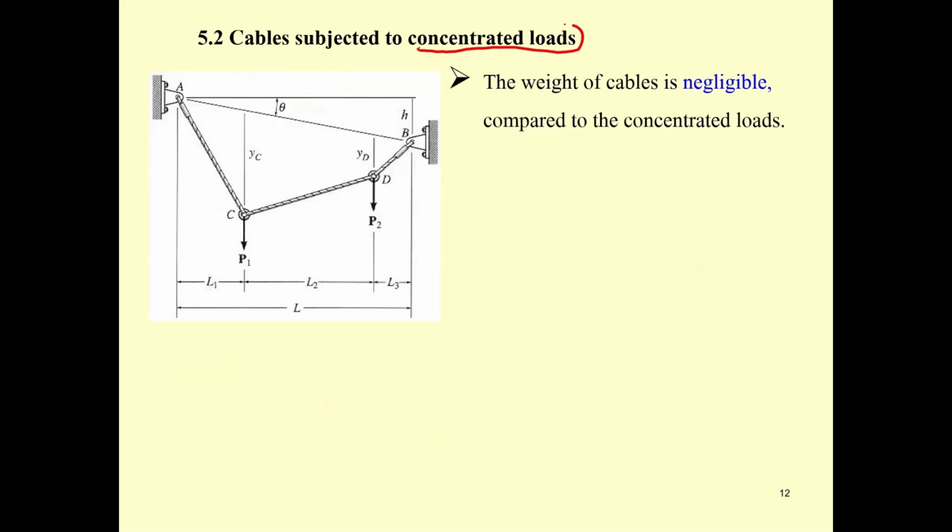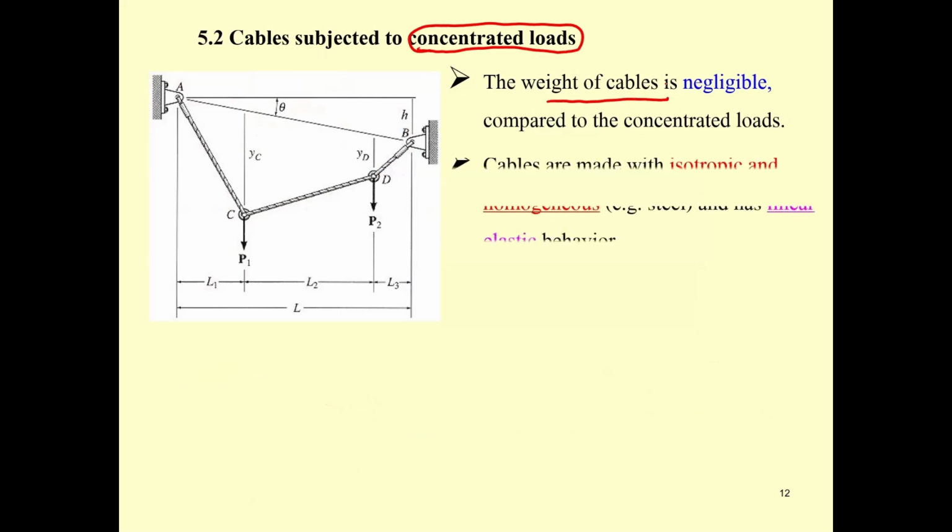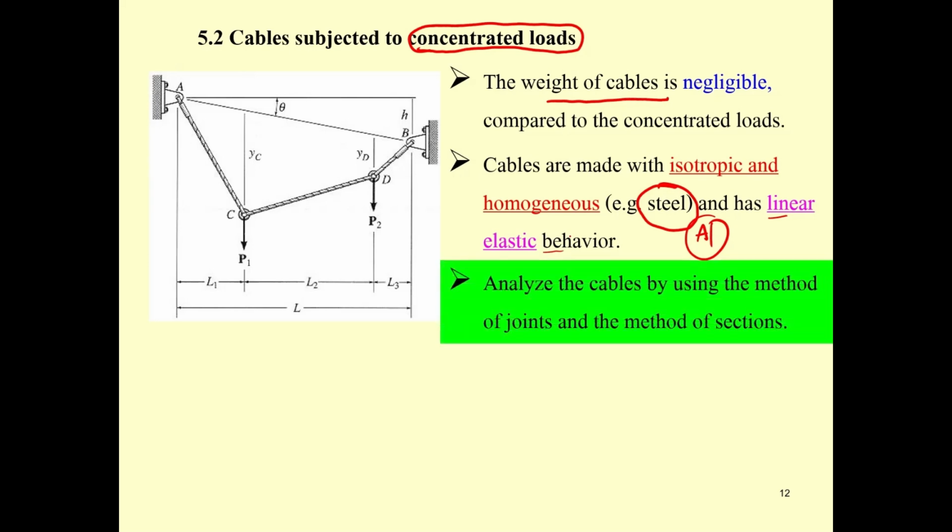Cable subjected to concentrated load. We start by neglecting the weight of the cable because it's so small compared to the concentrated load. Most cables are built from isotropic homogeneous material, it may be steel, it may be aluminum, with linear elastic behavior and small deformation, which is going to be negligible. Then we can analyze it by using the method of joints and the method of sections that we used in the past.